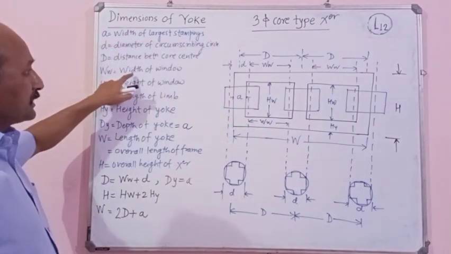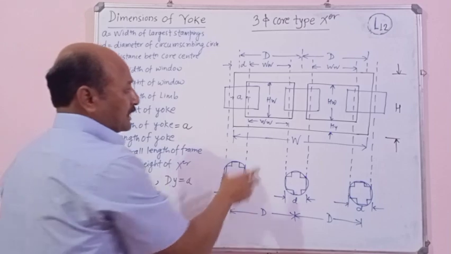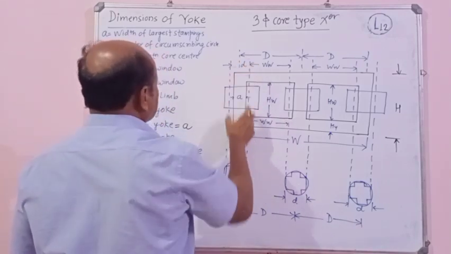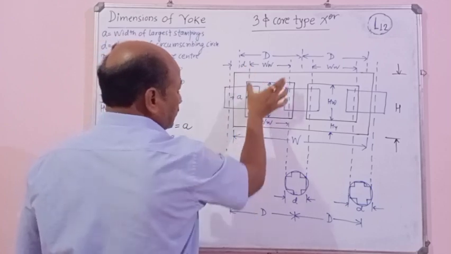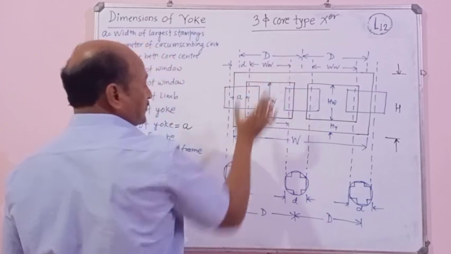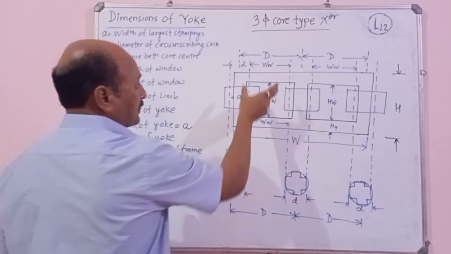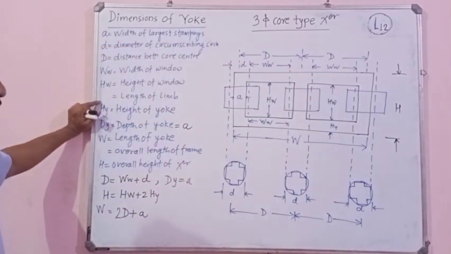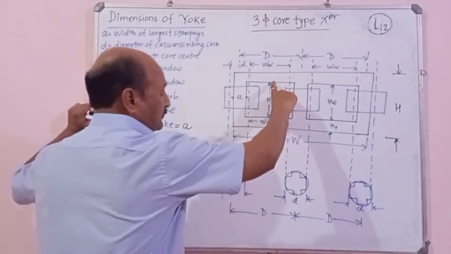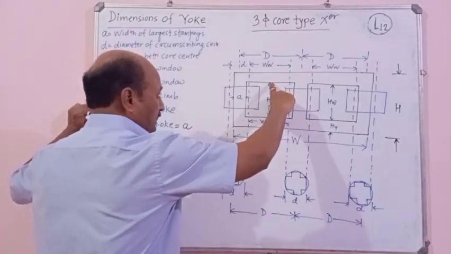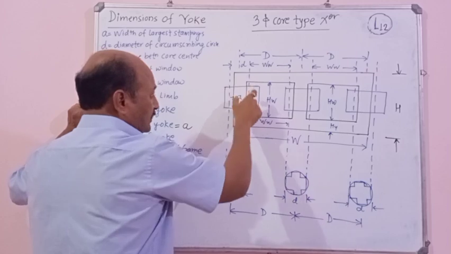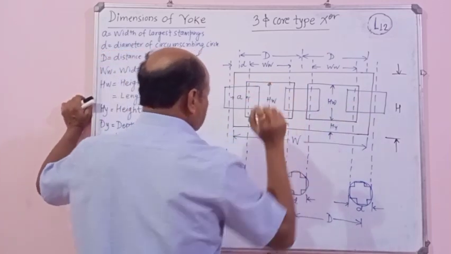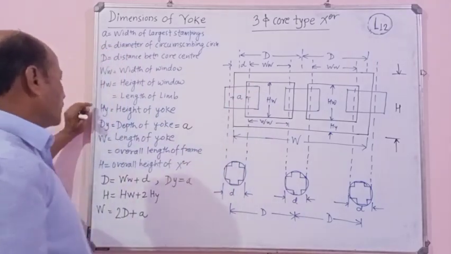Then width of the window, where the capital D, that is the diameter of the circumscribing circle end, that distance is nothing but the width of the window. So we have the width of the window and width of the window. Then height of the window. So this one is nothing but the height of the window. So height of the window is also called the length of the limb. So this is the limb. So height of the window is nothing but the length of the limb.